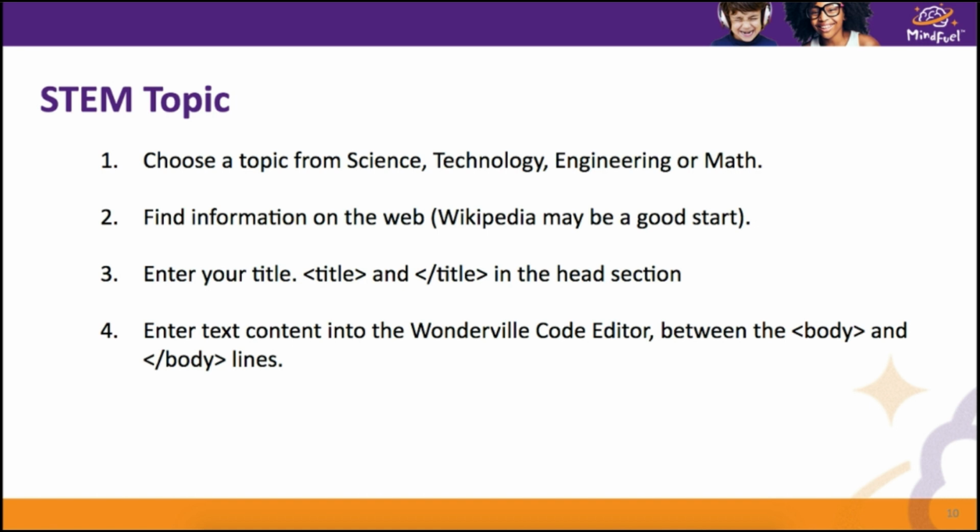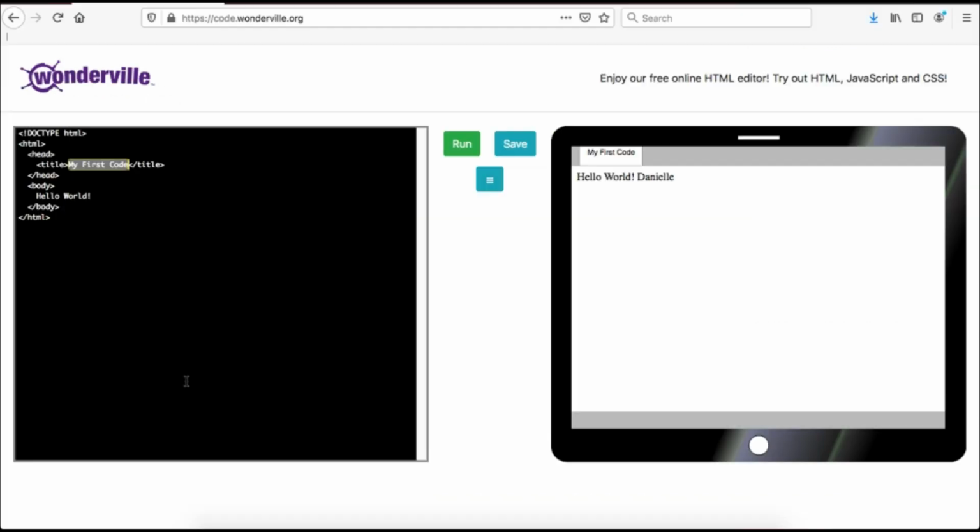Also, think of a title, and then we'll jump into the code editor together in just a second to enter the title in the head section and code in the research text between the body tags. Feel free to pause the video to gather your needed research, and then in the next bit, we will enter your content into the editor together. Now that we're in the editor, let's add the title of our STEM project page in between the title tags and erase the preset My First Code.